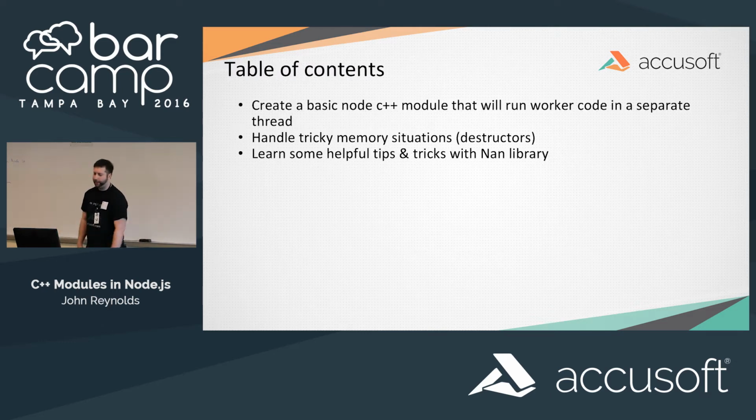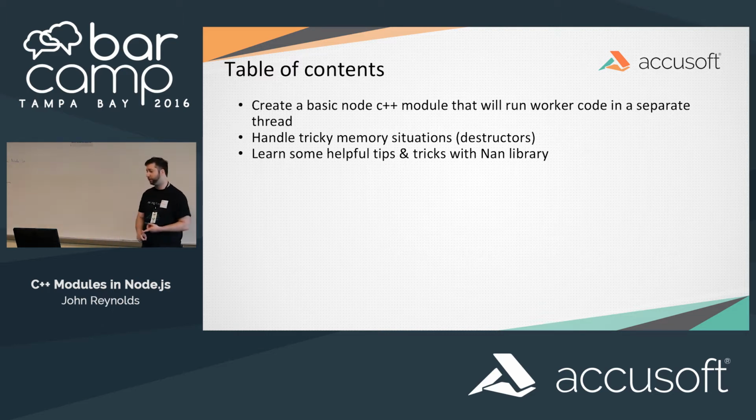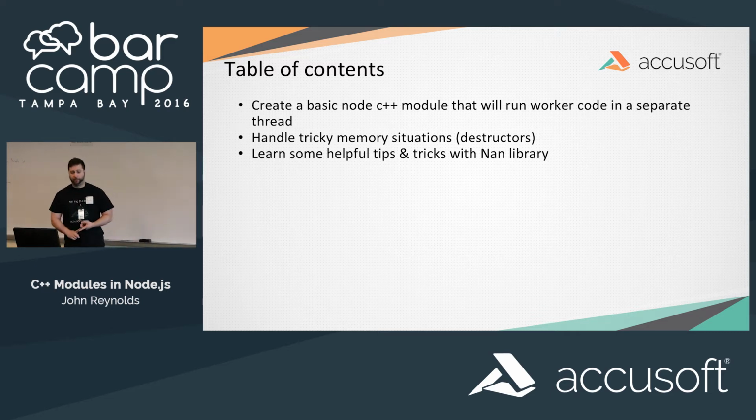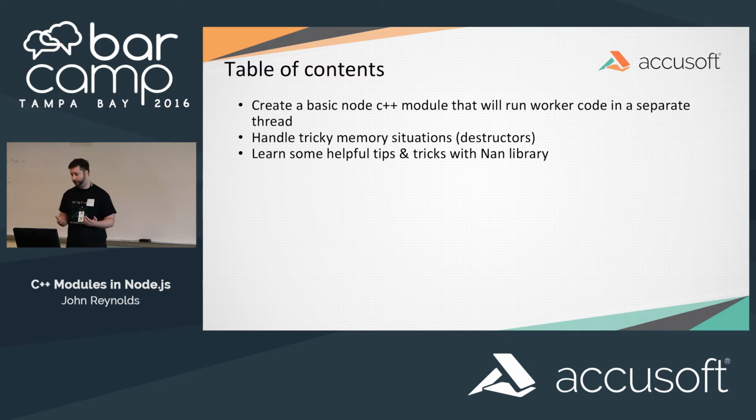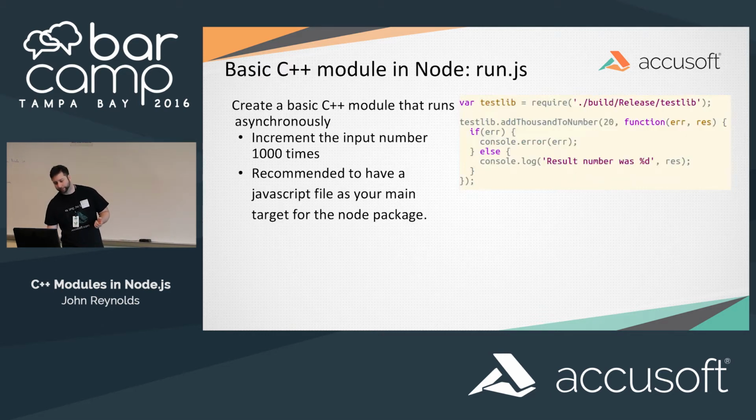So what we're going to go over in this talk, very briefly, is we're going to create a basic C++ module that'll run worker code in a separate thread. We're going to go over some tricky memory situations that we've come across, for example, trying to keep track of when JavaScript objects are destroyed, collected by the garbage collection. And also go over some helpful tips and tricks we found with the NaN library and with the V8 engine.